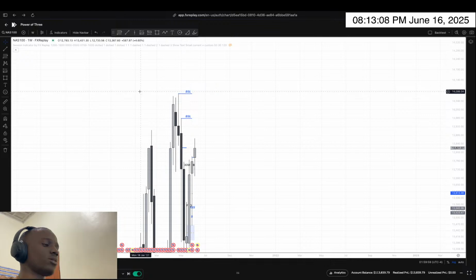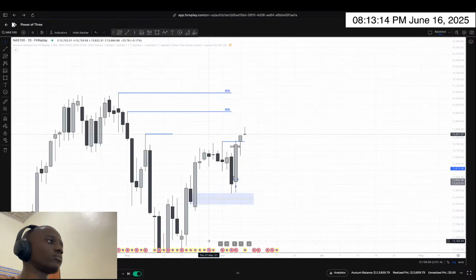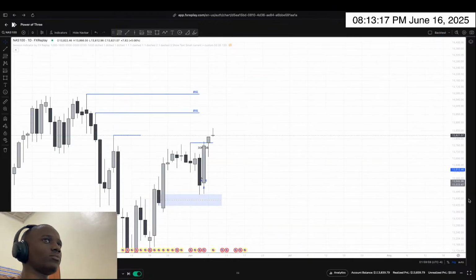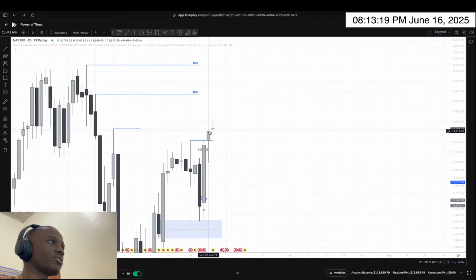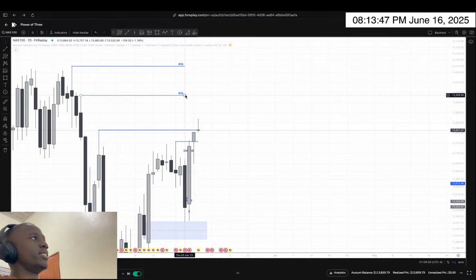Now if we go to the daily time frame, you can see we have a small liquidity void here which we filled immediately after opening. So what I would like to see now is either we react off of this sweep and drop to rebalance, or if we don't rebalance, then we continue to push to the upside.